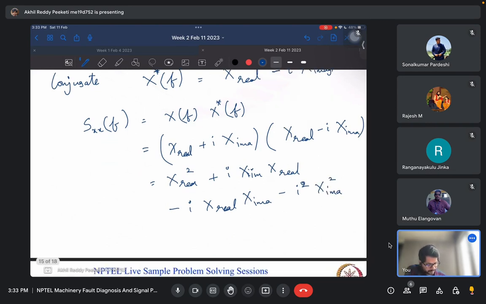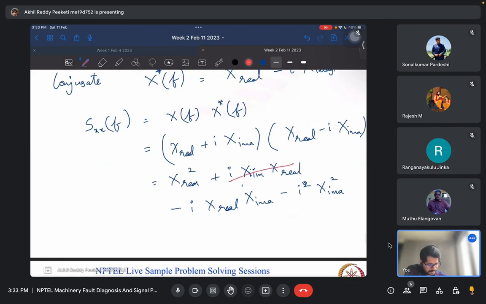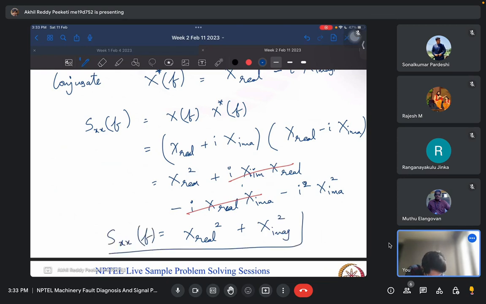Now if you see, these two terms are the same, i into x imaginary into x real and i into x real into x imaginary, so they get cancelled out. And minus i square, where i square is minus 1, so minus of minus 1 becomes plus 1. So this is the auto power spectrum.